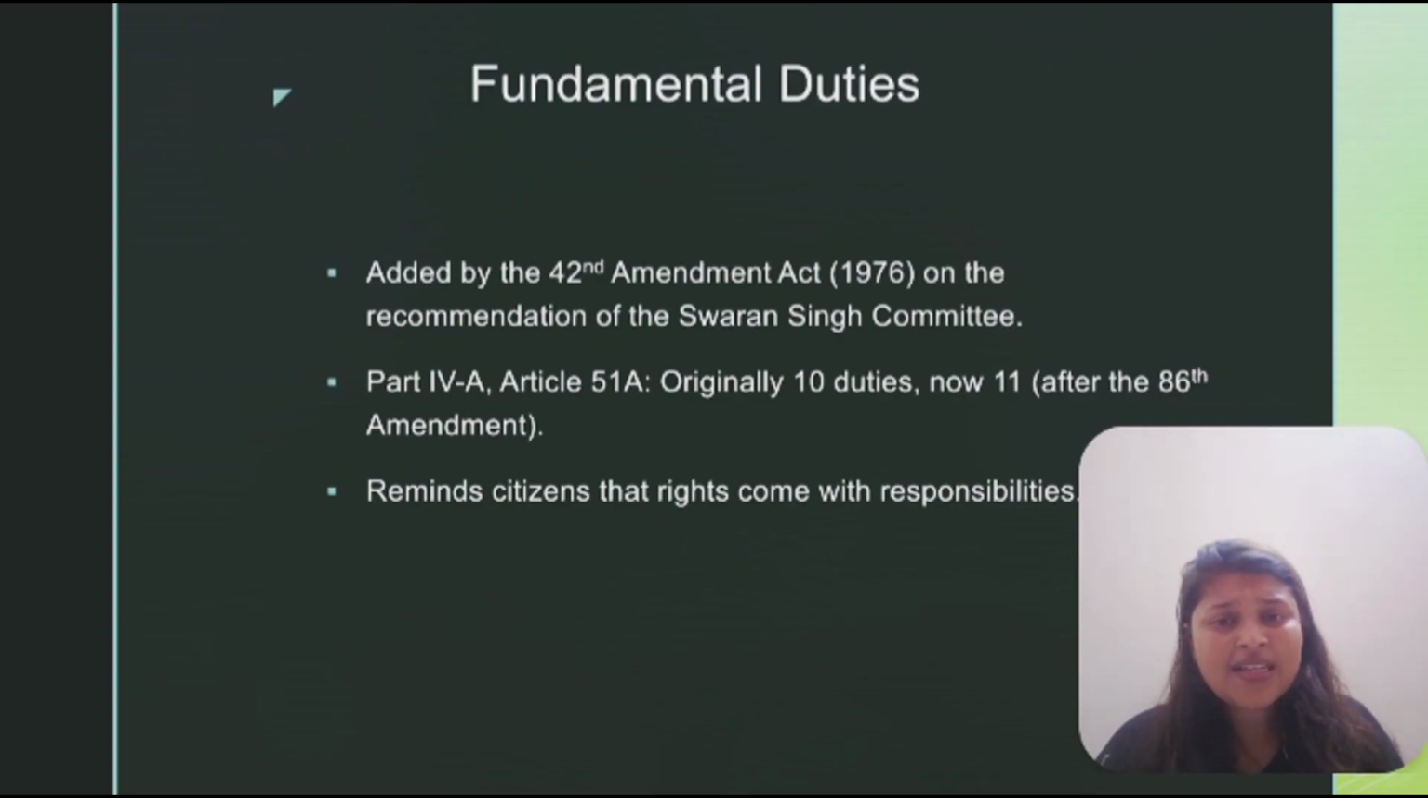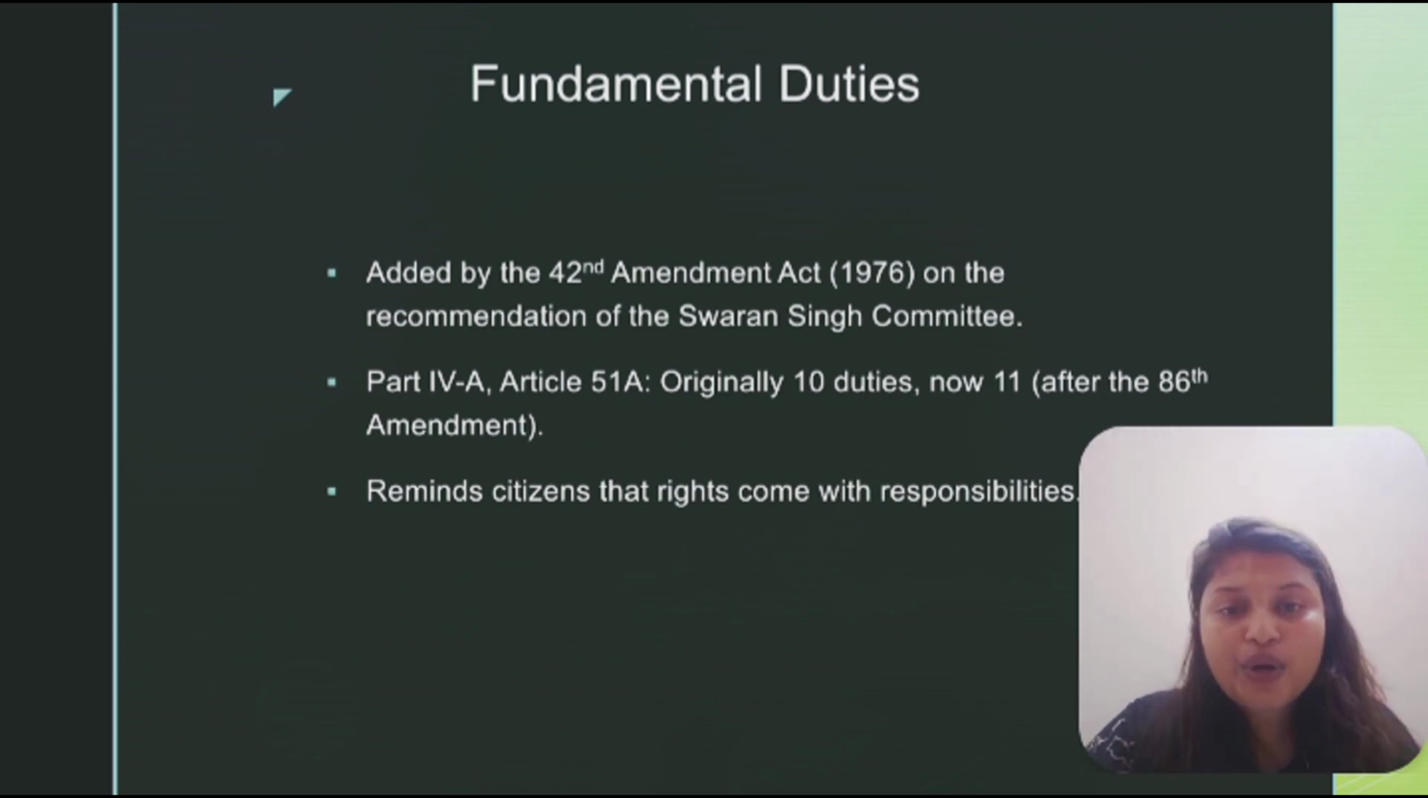So what are fundamental duties here? Fundamental duties are the responsibilities of the citizens, and I put to you a question: whether these fundamental duties are enforceable or justiciable before the courts. No, they are not justiciable. That is, they cannot be enforced before the courts, right?